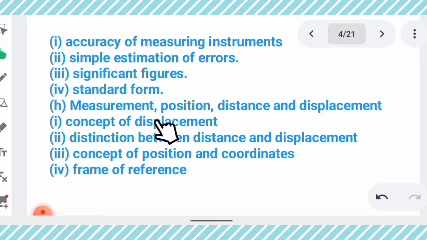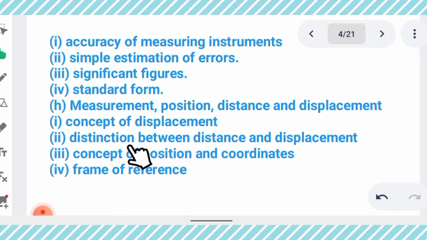Then here we talk of measurement, position, distance, and displacement. When talking about measurement, we know what measurement is now. Position is the point where an object is observed in air or in space. We call that one position. Then distance and displacement. Distance is the length between 2 points. Displacement is also the length between 2 points.